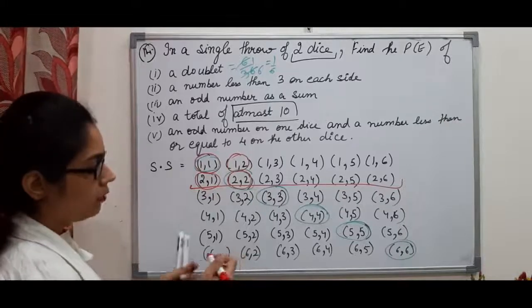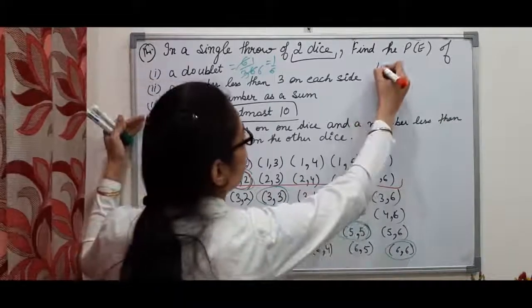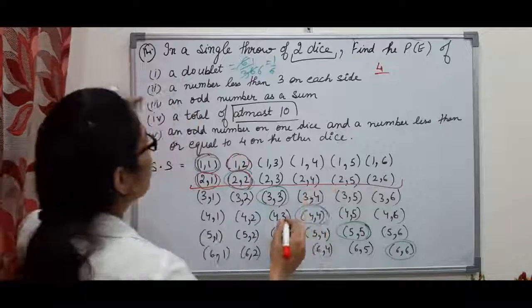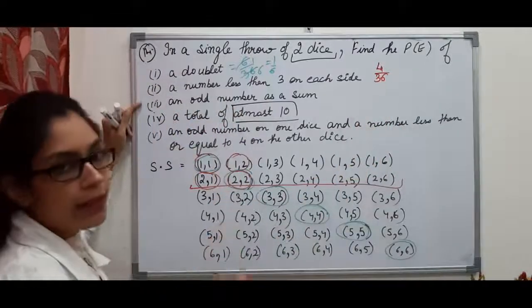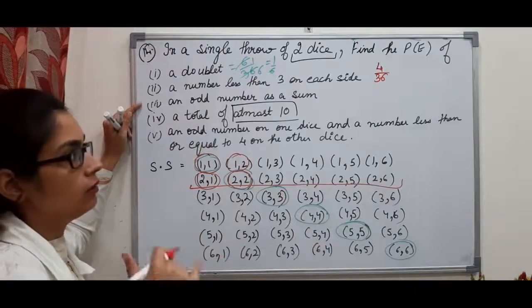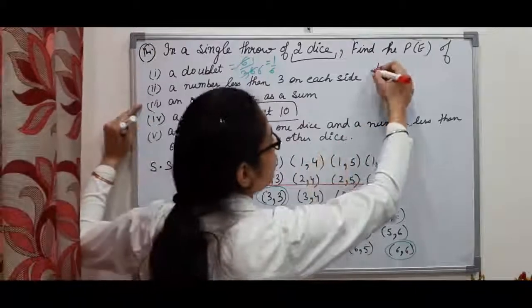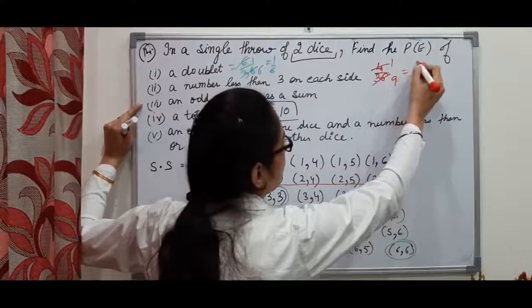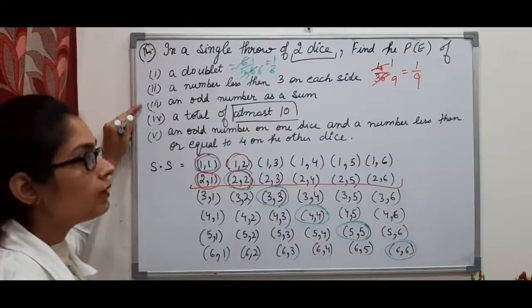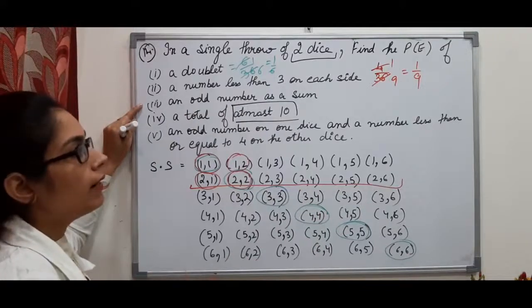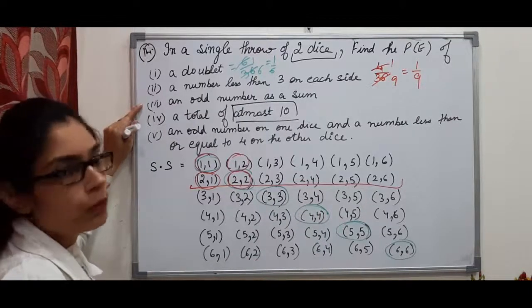So these are the 4 total number of outcomes favorable to E, and the total number of possible outcomes will remain the same. I am not writing the formula, you know the formula now, I am just writing the answer. So it will be 1 by 9. So you just have to understand the concept. Formulas I am sure you have already learned by heart by now.